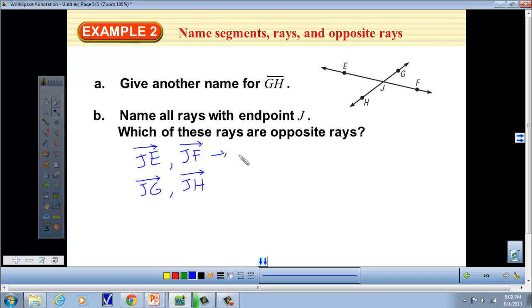Now these two are opposite rays. And if you remember the definition of opposite rays, that means basically two rays that go in opposite directions, and what they do by doing that is form a line. So JE goes in this direction, JF goes in that direction, and following that same strategy, JG and JH are also opposite rays. Okay, but if we look at JH and JF, for example, those are not opposite rays because this one goes down to the left, that one goes down to the right.